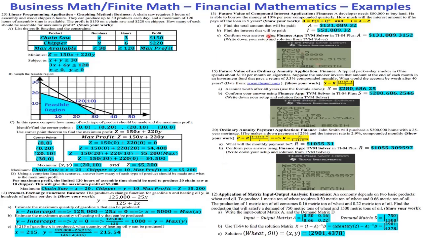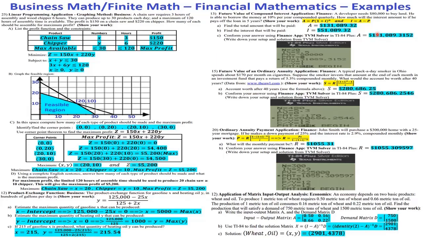Okay. Then here I have an example of future value of compound interest. A developer needs 80,000 to buy land. He is able to borrow the money at 10% per year compounded quarterly. How much will be the interest? The compound interest formula is A equals P times (1 plus i) to the n. You use this formula and you end up with the future value A equal to $131,089.32, and the interest is 51,000.